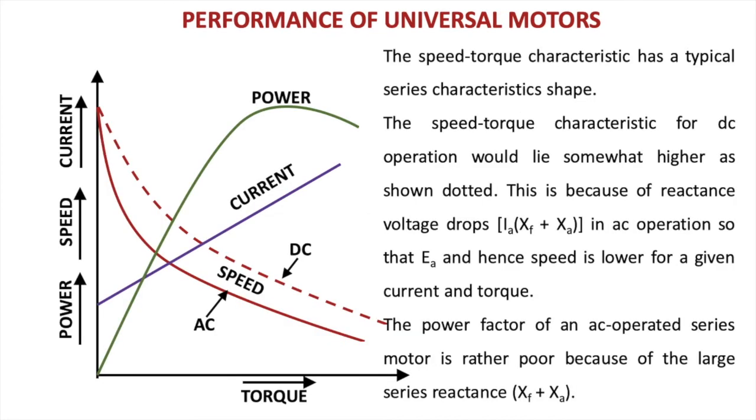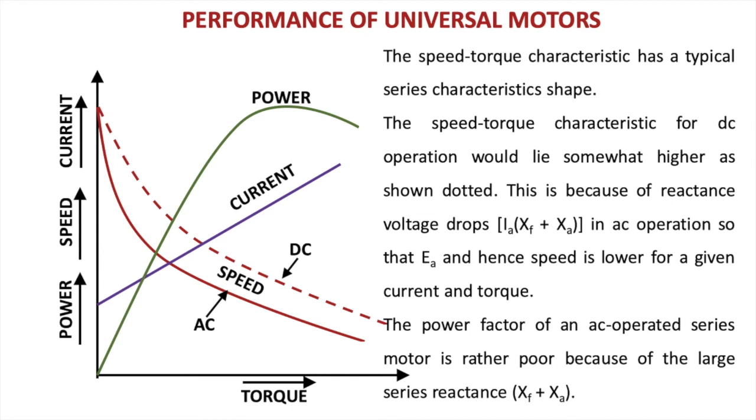Now this is the performance characteristics of the universal motor. You can see the DC and AC torque speed characteristics, the speed with respect to the torque. It is almost similar to the DC motor. That is, when it is started without any load, the speed will be very high, and as the load increases, the speed decreases tremendously. But due to the additional losses, there is some discrepancy between the AC characteristics and the DC characteristics. The current increases almost linearly with respect to torque.